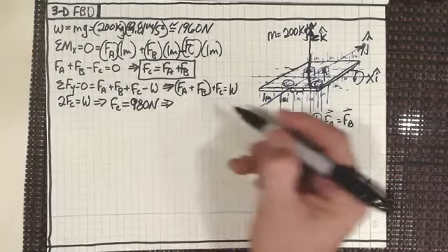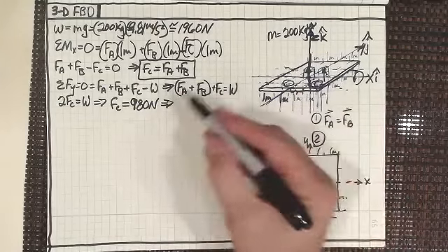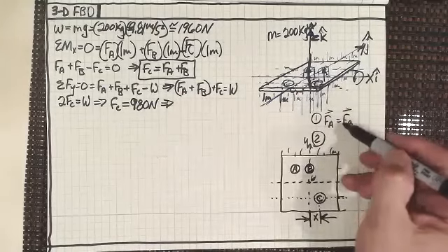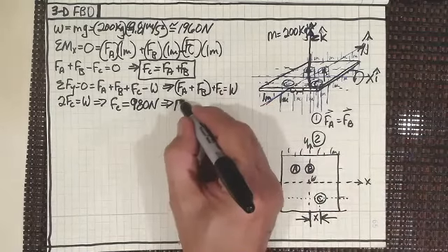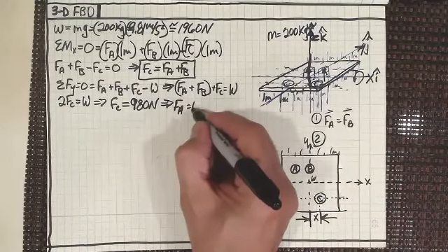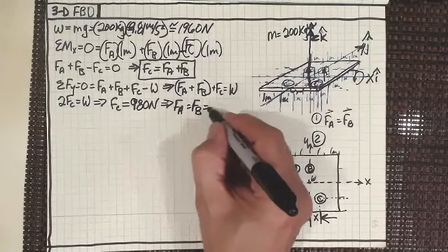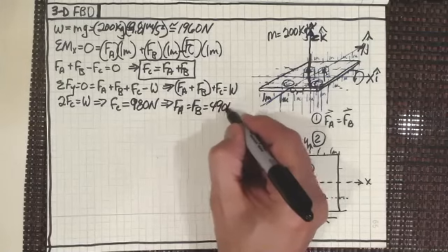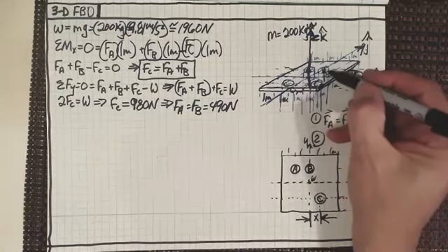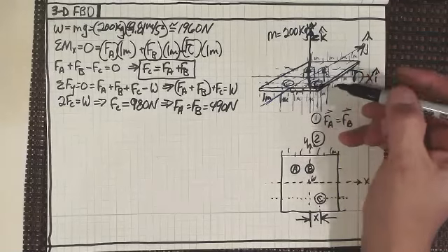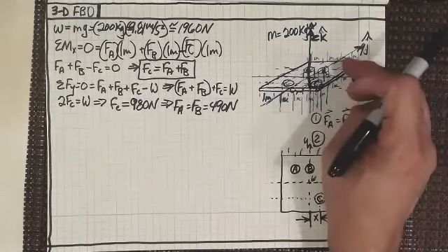And that implies that F sub A and F sub B equal 980 newtons, and we know that we want F sub A to equal F sub B. So that implies that F sub A equals F sub B equals 490 newtons, right? Does everyone see that? So we know what these are now. We don't know where F sub C is located, though.